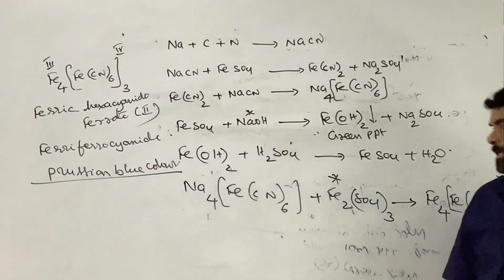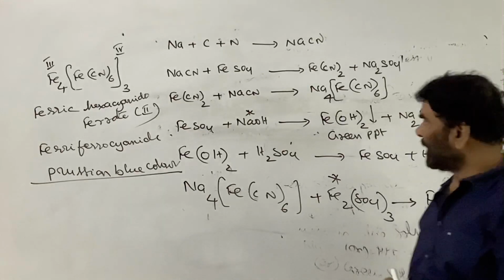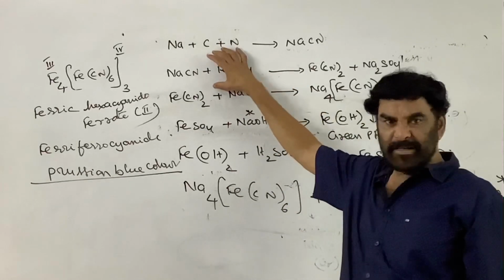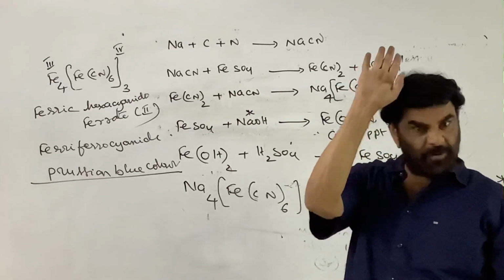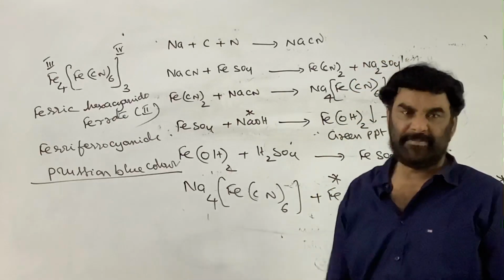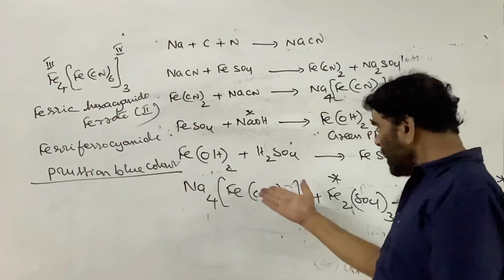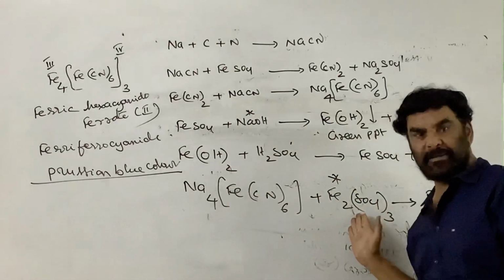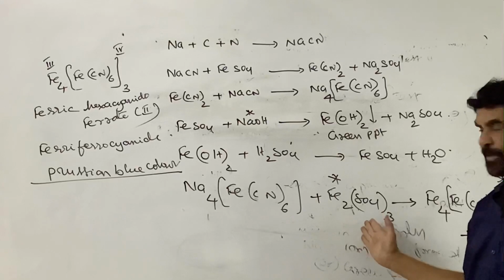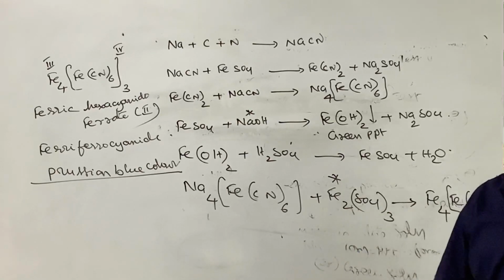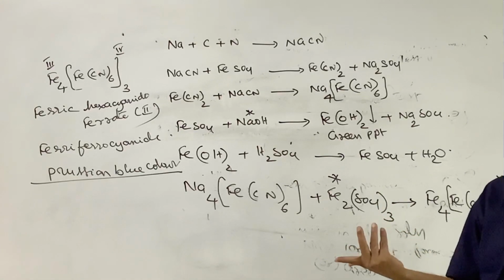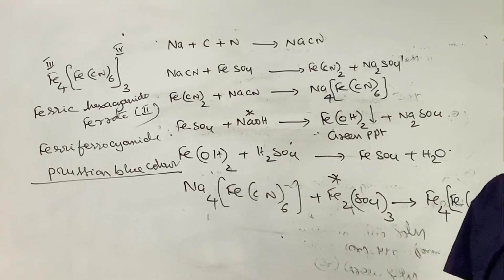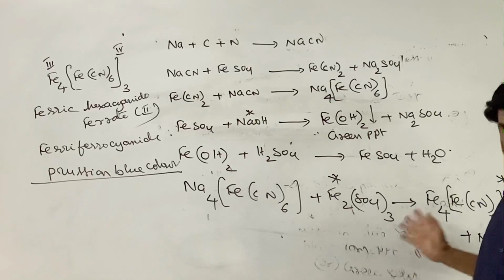But one question. You have taken the Lassaigne extract and treated it with the ferrous sulfate, which is the source for only ferrous ions. How come this ferric sulfate? In the final step you are taking the ferric ions. From where are they coming? How do we account for the involvement of the ferric ions in the reaction?